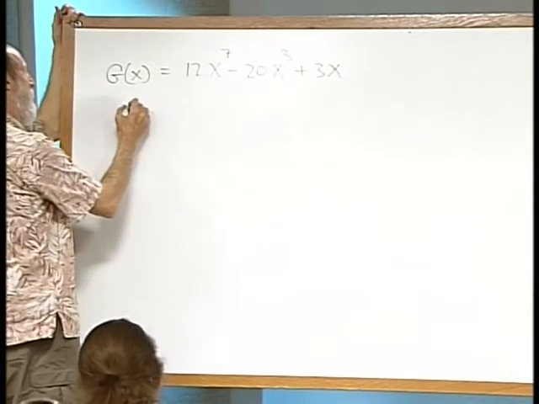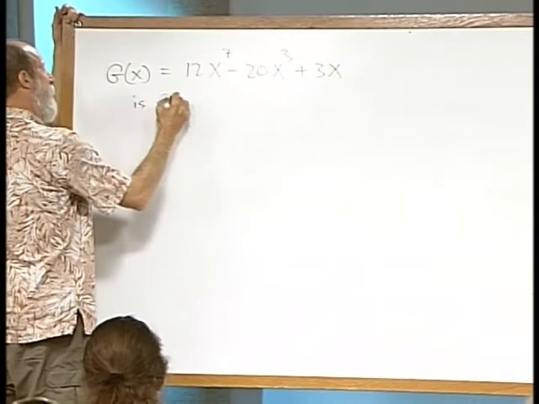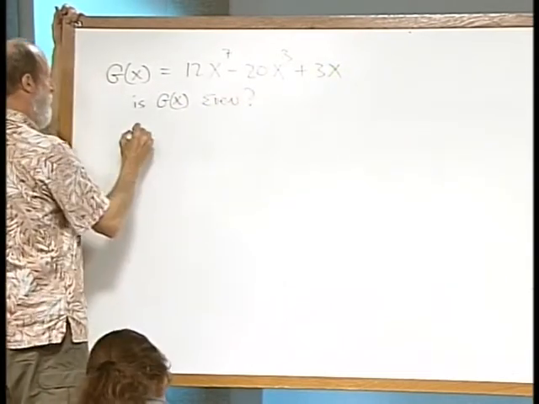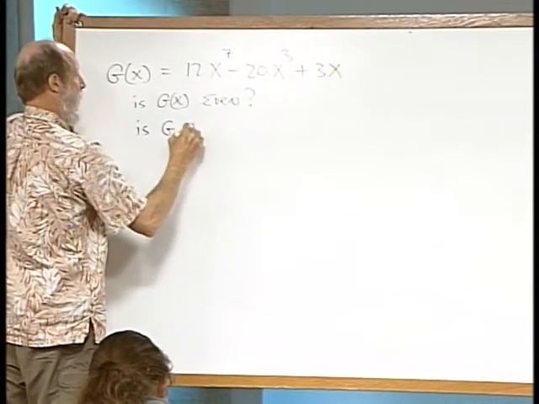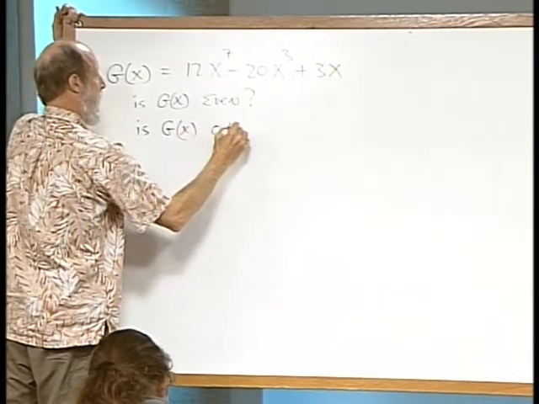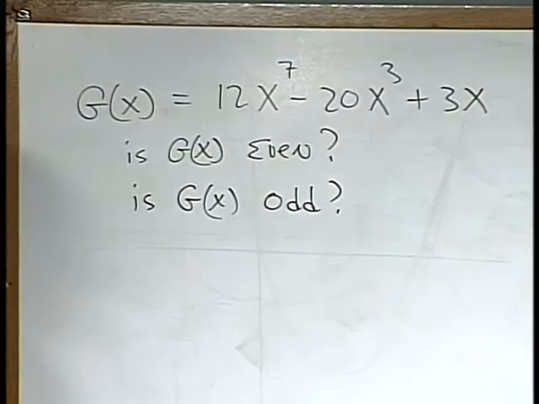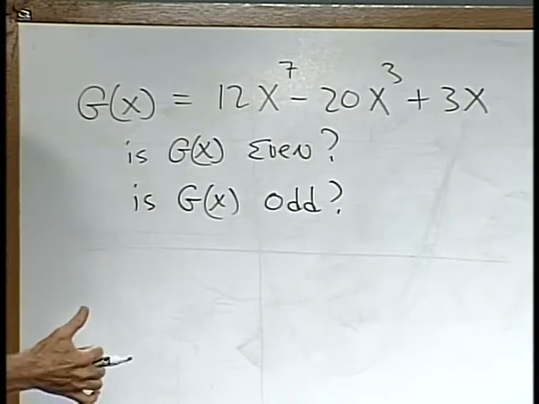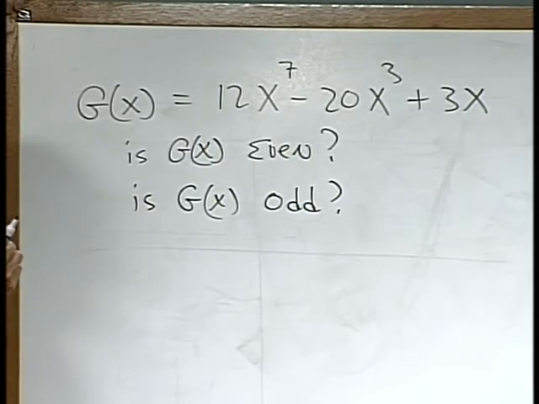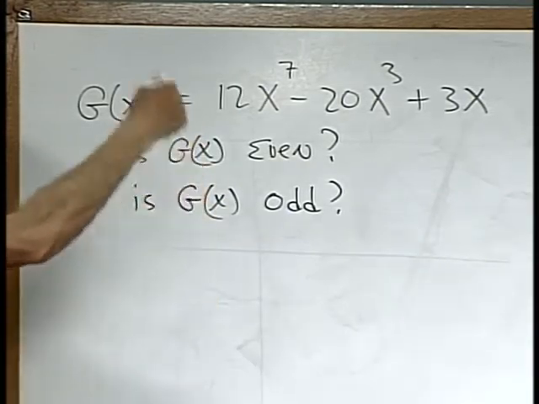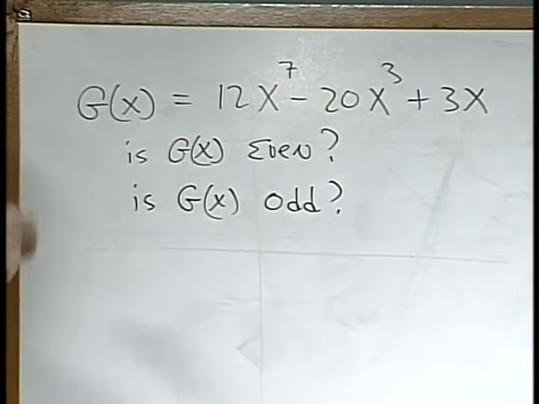Question. Is g of x even? Is g of x odd? Okay. So if it was even, then based on what we talked about a few minutes ago, f of x over on the right side, f of x height, would have to equal f of negative x, wouldn't it?